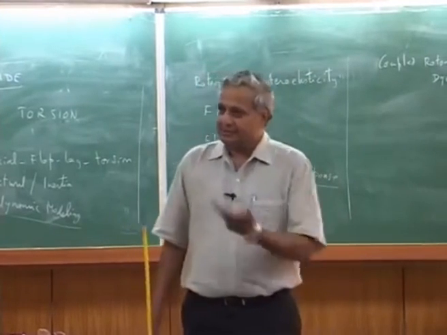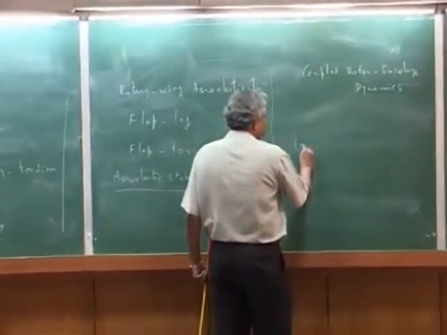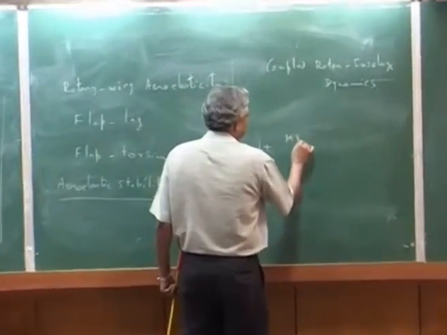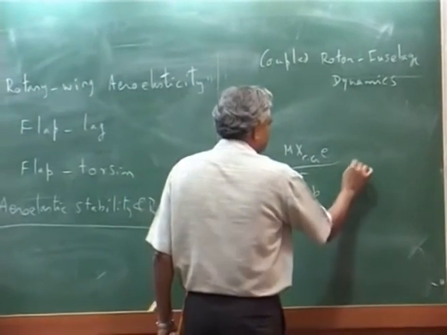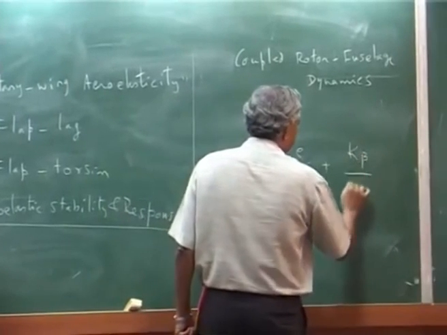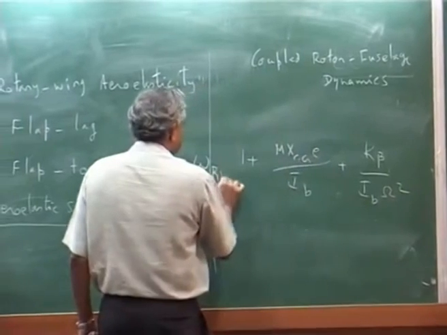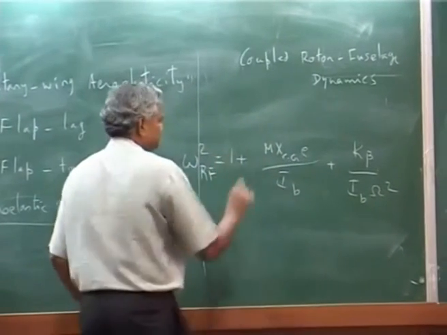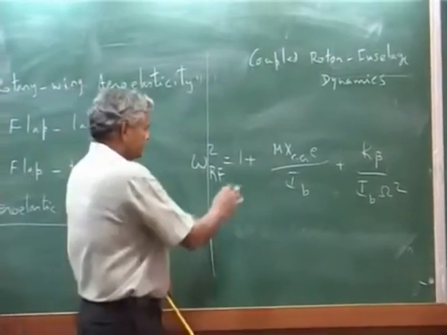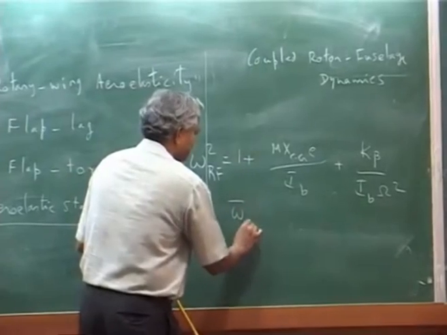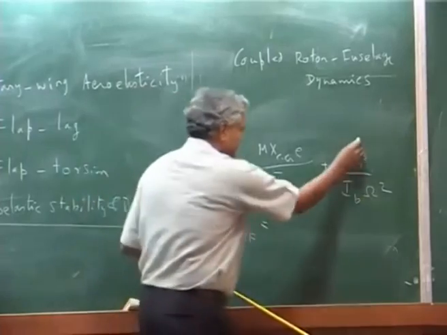From the frequency, because you know that suppose you take flap, flap is 1 plus what? M X CG T over I_b, right? Plus K beta over... right? This is omega rotating flap square. Suppose if you say non-rotating blade frequency, you can call it omega NR flap. That is only this quantity.